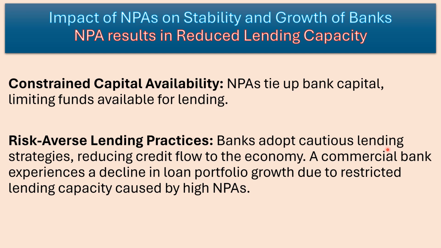Risk-averse lending practices. Banks adopt cautious lending strategies, reducing credit flow to the economy. A commercial bank experiences a decline in loan portfolio growth due to restricted lending capacity caused by high NPAs. The bank tightened its lending criteria, rejecting loan applications from high-risk borrowers.